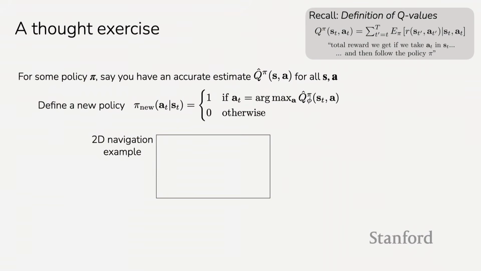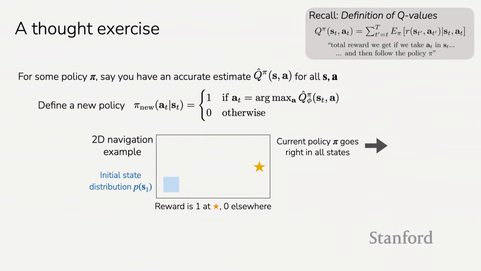So say that we have some 2D navigation problems. We're going to be starting somewhere in this blue box, and our goal is to reach the star. You can move in 2D. The reward is 1 at the star and 0 elsewhere, so very simple. And let's say that our current policy always goes to the right. As one additional point of detail, if you're going to move up, it takes 1 time step to move about this distance, and it takes about 2 time steps to move this distance.